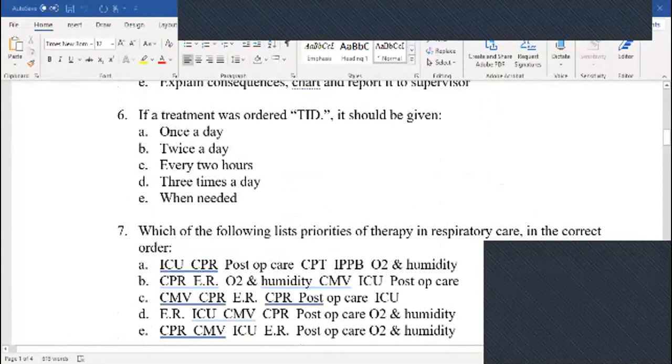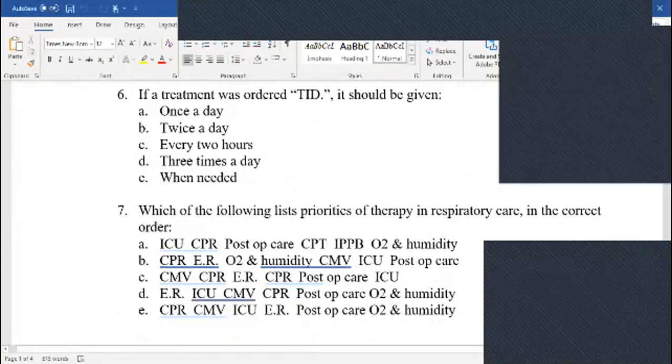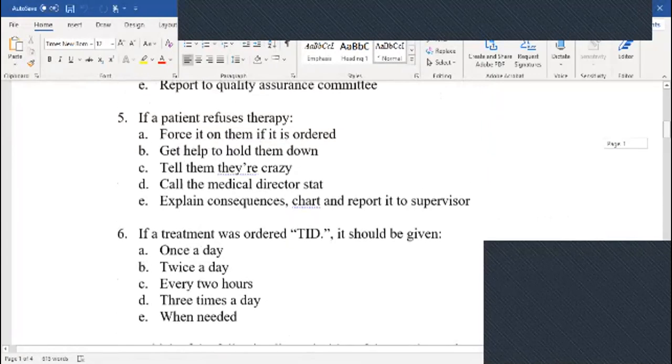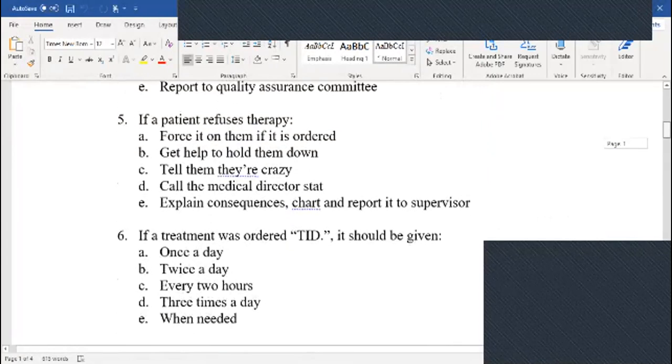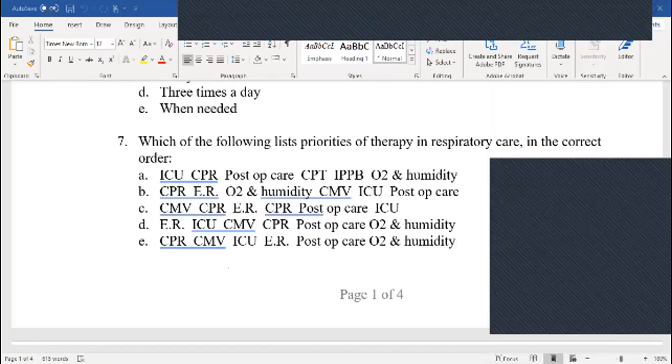6 and 7. You skipped 5. Did I? Yeah, you skipped 5. 5 and 6. I may not do them all. I'm just going to do a few. Number 7.